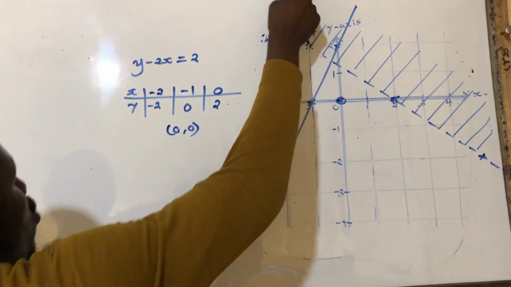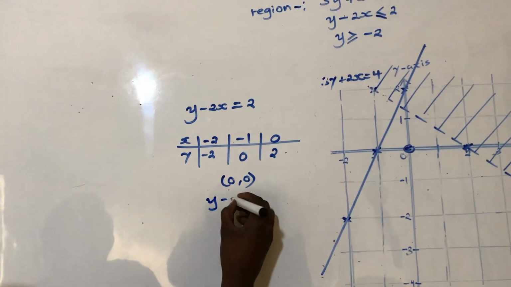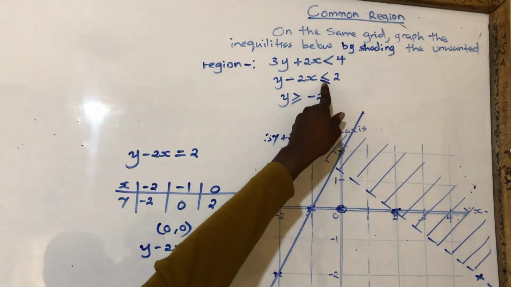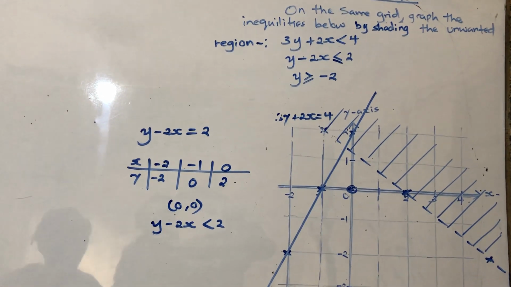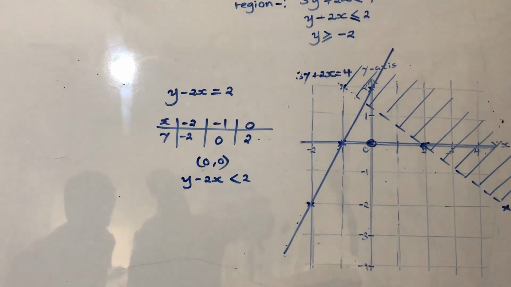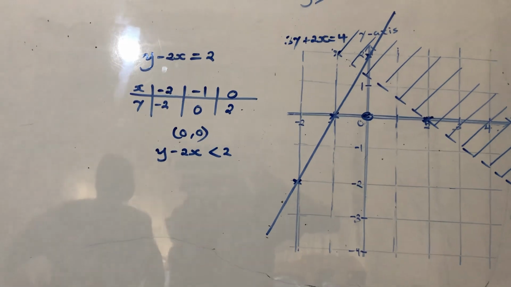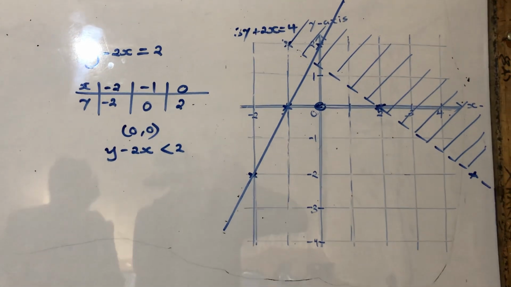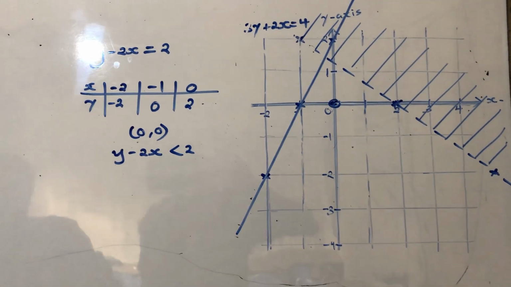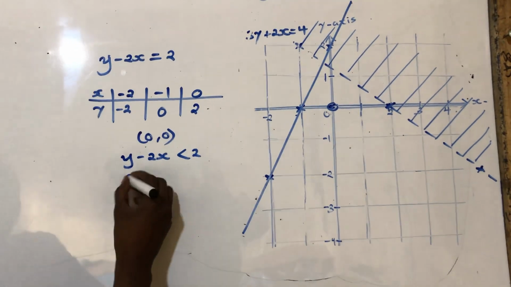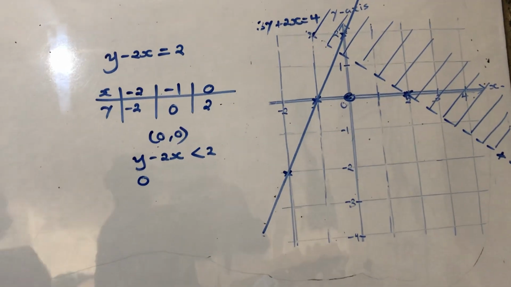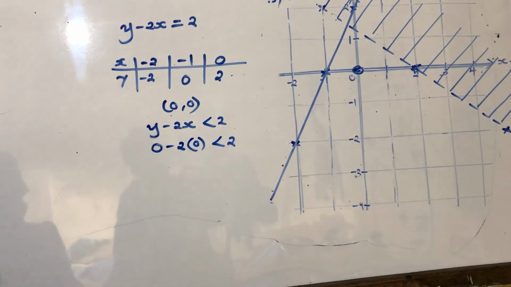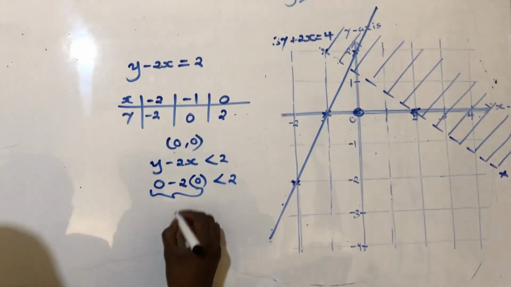Then I'll come to our inequality. Y minus 2x is less than 2. This time round, we don't need the or equal to symbol. What we need is just the less than symbol. That is what we'll use to decide whether it is true or false. So what do we have? Where there is y, we will feed 0. And where there is x, we will feed another 0. It's less than 2. So the entire thing should give us 0.